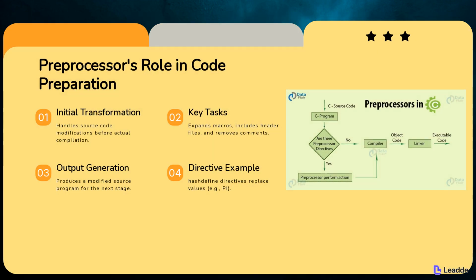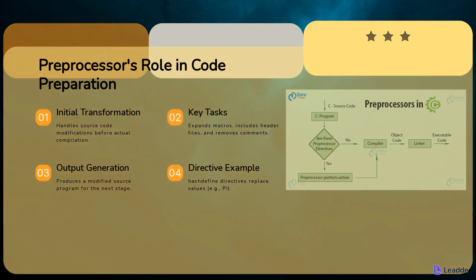The first step in this chain is the preprocessor's role in code preparation. This phase handles initial transformations and source code modifications before the actual compilation begins. Key tasks include expanding macros, including header files, and removing comments from the code. The output it generates is a modified source program, which is then passed to the next stage. A common directive example is the hash-define directive, used to replace symbolic constants, such as pi, with their actual values.